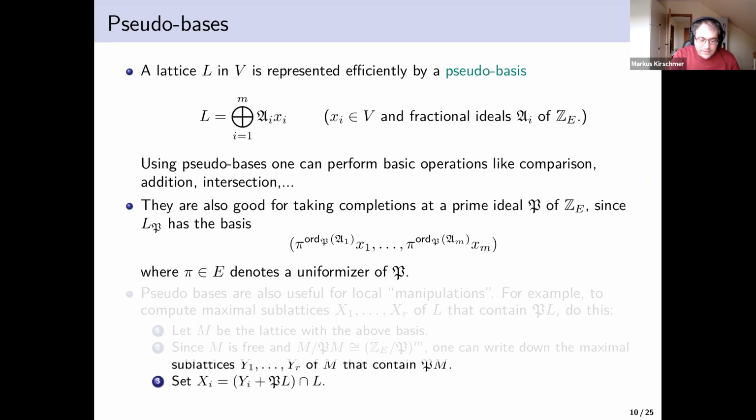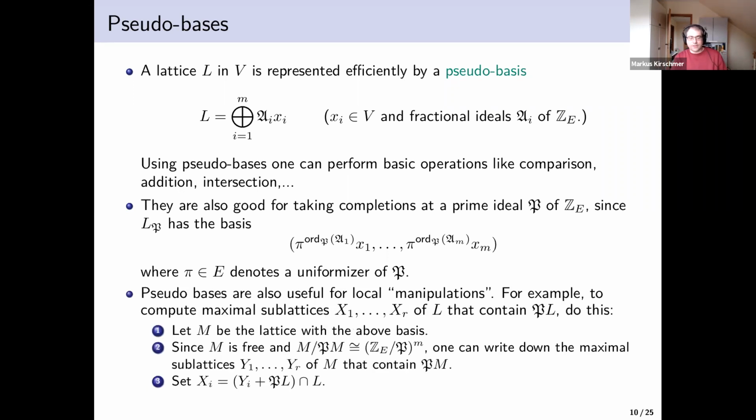And this allows you to do certain kinds of local manipulations. I want to give an example of what I mean by local manipulations. Suppose you are given any lattice L in any space, so over E, say. And I want to compute the maximal sublattices that contain P times L. That is precisely, you want me to write down all the L_xi which have index P in L.